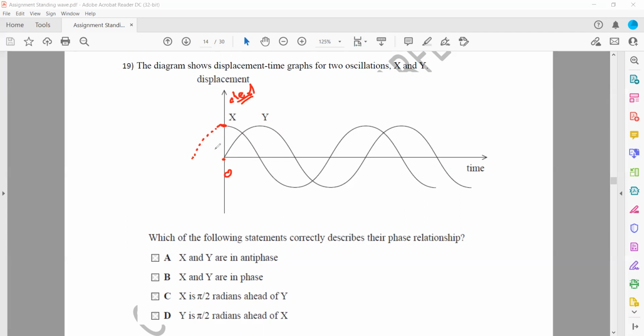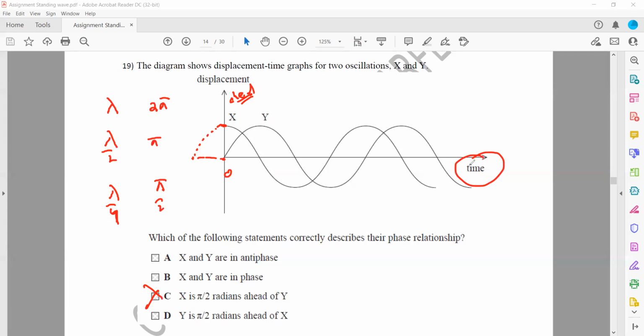Then, how much has X already completed its motion? That's a quarter of a wavelength. As we know, one wavelength is 2 pi radian. Then half of a wavelength will be pi radian, and a quarter of the wavelength will be pi by 2 radian. So X is a quarter of a wave, or pi by 2 radian, ahead. It means X has already completed 90 degrees, or pi by 2 radian, before Y. Whenever it's a time axis, remember the wave which has already started its vibration is ahead.